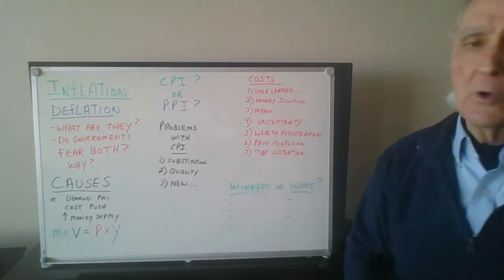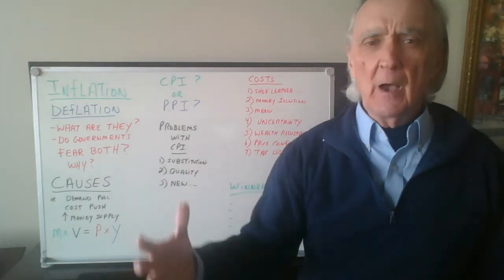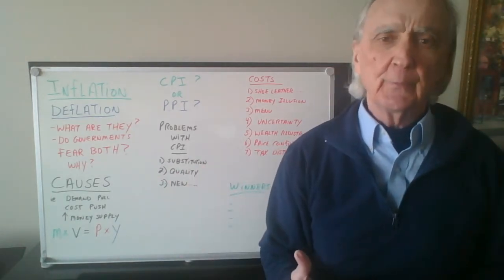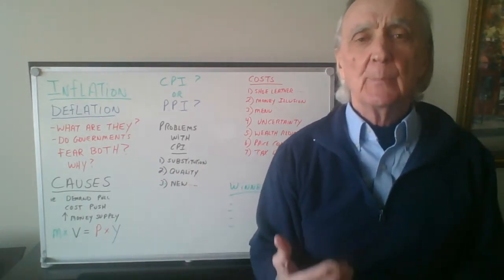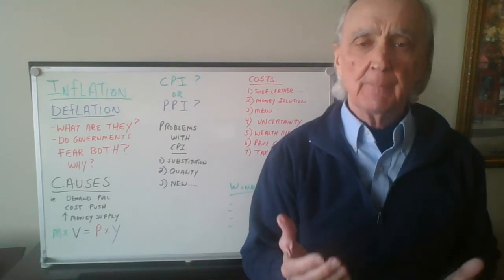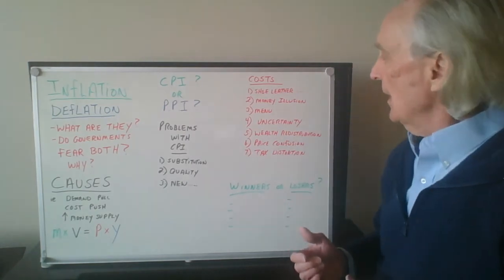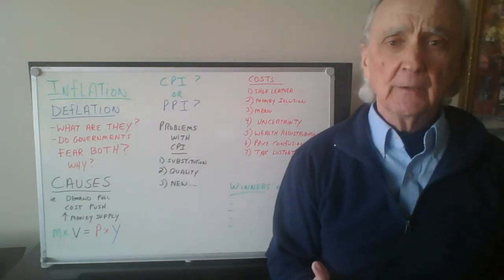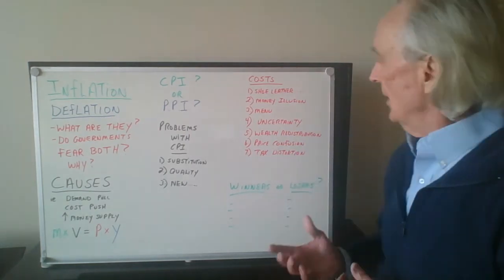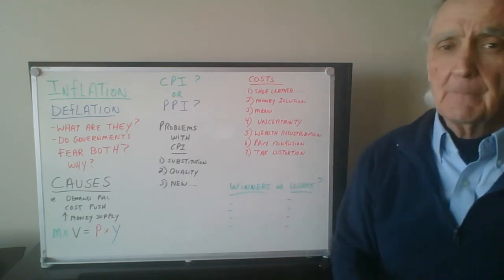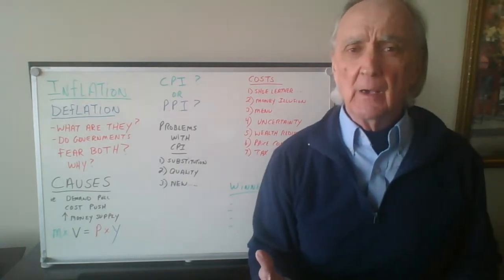Then menu costs. Typically, they lump all the costs that a business would have in changing their prices. Not as dramatic as it used to be due to electronics, but still, there are costs involved in changing your pricing, okay? Uncertainty. That is a big fear.